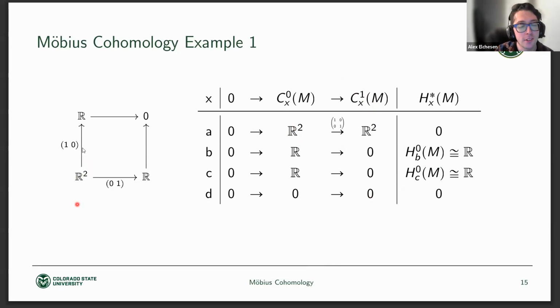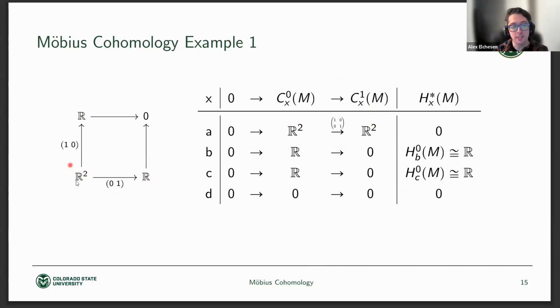So there's 3 of those. So there's the chain A to B, and you evaluate that chain at the top element. So you evaluate at B, you get a copy of R. There's a chain A to C. You evaluate that chain at C, you get a copy of R. So we got 2 copies of R.